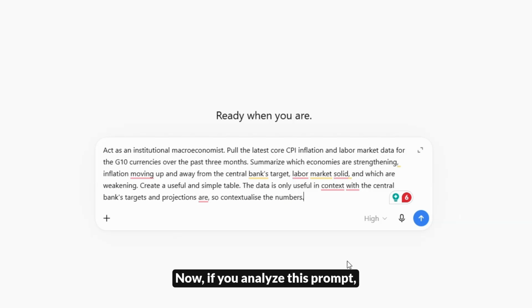Now, if you analyze this prompt, you're going to find everything that I've talked to you about in the first 2 parts of the video. This does not include the 10-year yield analysis. You still have to just look at the chart, and we'll get into that later with a full example. But this includes the first 2 parts of the video. Because if you look at what we're doing here, we're looking at core CPI inflation, the labor market data for the G10 currencies, and what? Over the past 3 months. So we're putting things into context. We're making the prompt look and find for the data we need, and we're making it put things into context and historical context as well with the past 3 months.